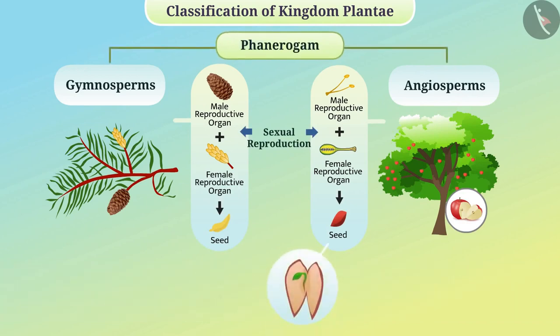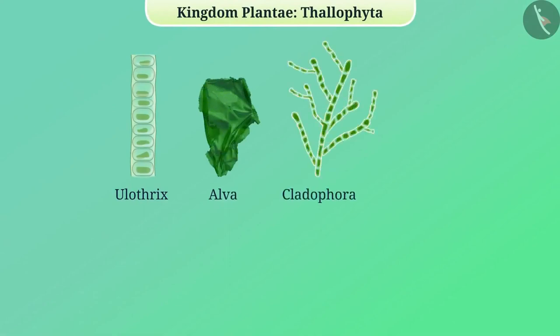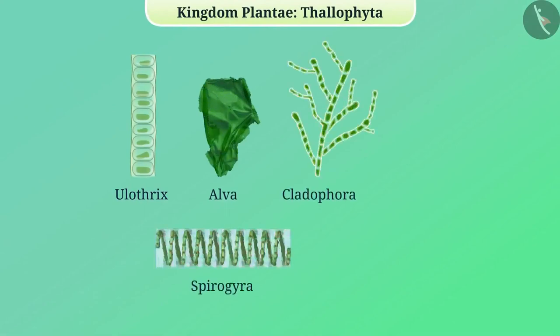The seeds consist of an embryo along with the stored food. When the embryo develops into a new organism, it gets nutrition from the stored food. Let's talk about Thallophyta in detail. Plants like Ulothrix, Ulva, Cladophora, Spirogyra, Chara, etc. are included in the class Thallophyta.